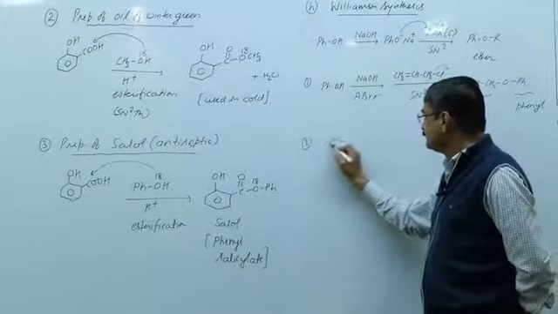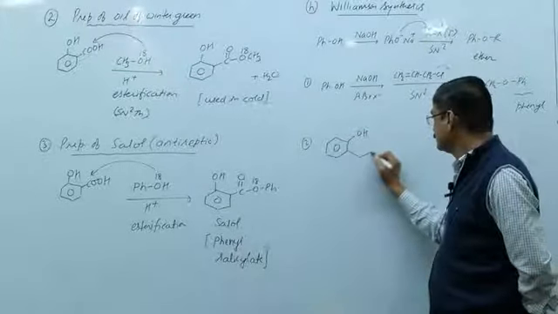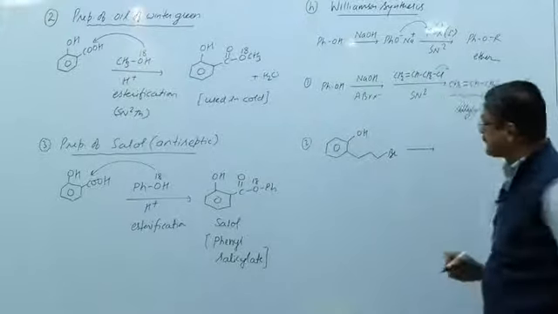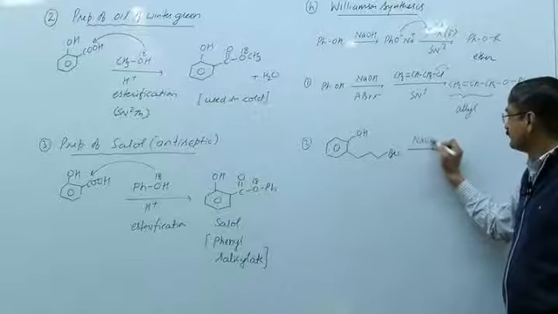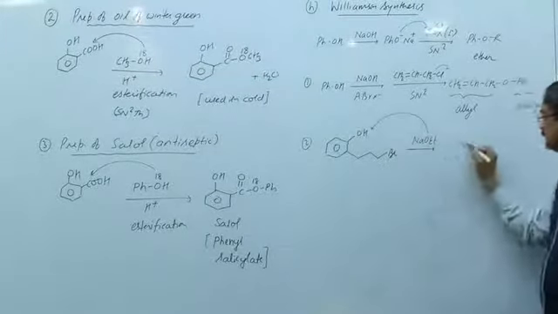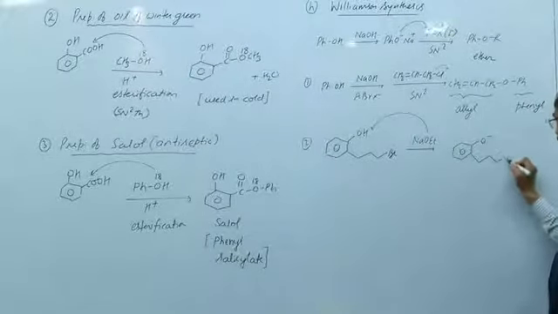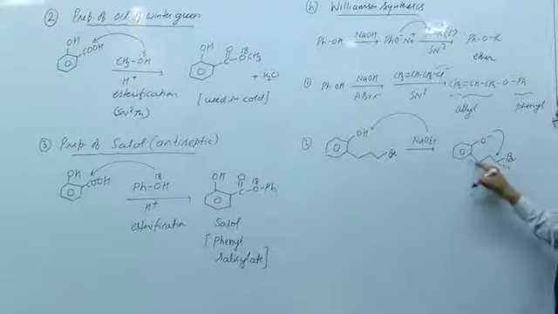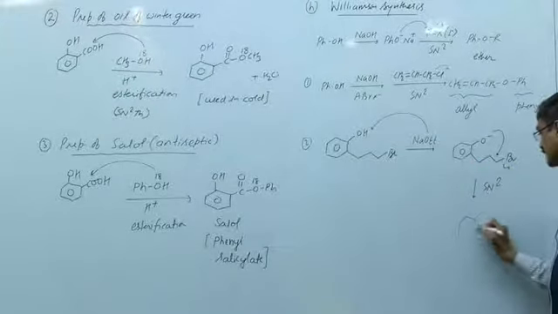Second, I take this in basic medium. Suppose I take NaOH. So first an acid-base reaction takes place. Now 1, 2, 3, 4, 5, 6. Intramolecular SN2 takes place and a 6-member ring is formed.